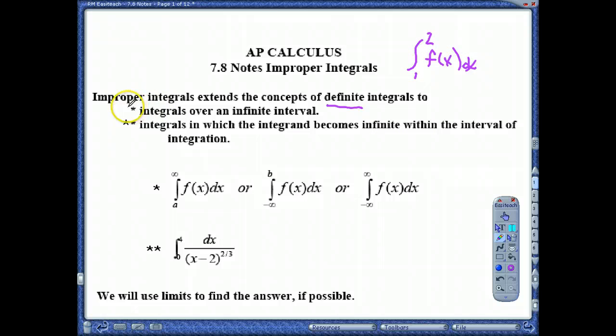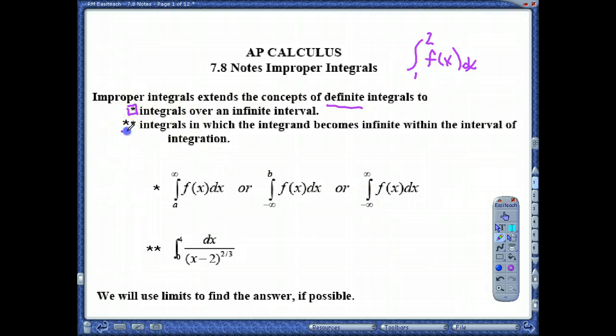Now, the first example, the integrals over an infinite interval, that just means infinity is one of those limits. It's either the top limit or the bottom limit, or perhaps it's the top and the bottom limit.